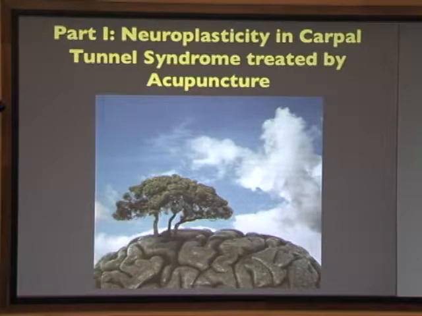So how can we now apply neuroimaging to study potential brain mechanisms by which acupuncture might be working for different conditions, different pain conditions? The first part of the talk is going to be about neuroplasticity in carpal tunnel syndrome treated by acupuncture.